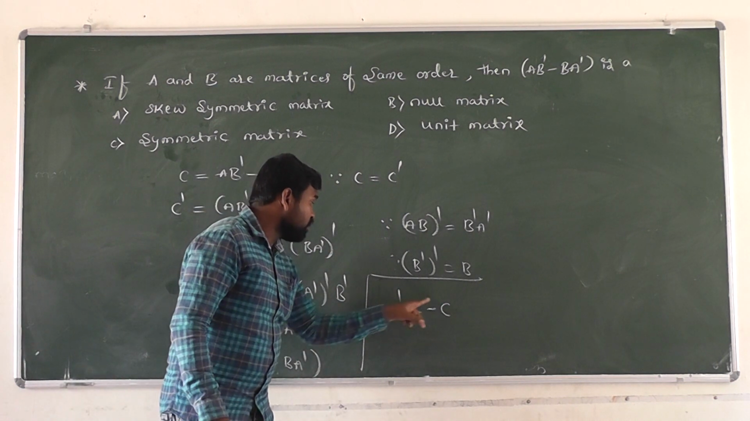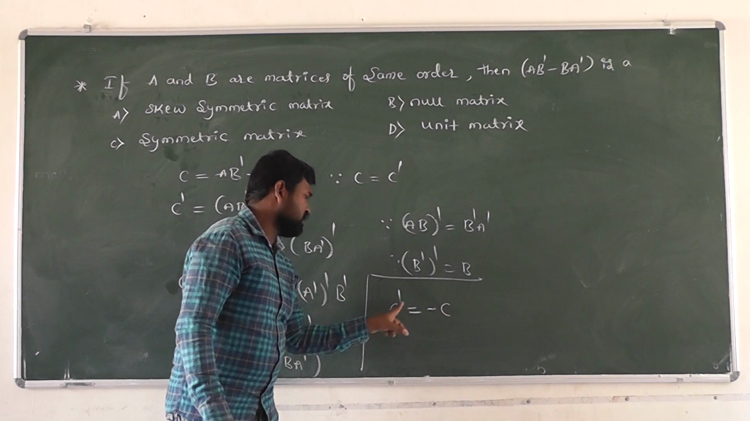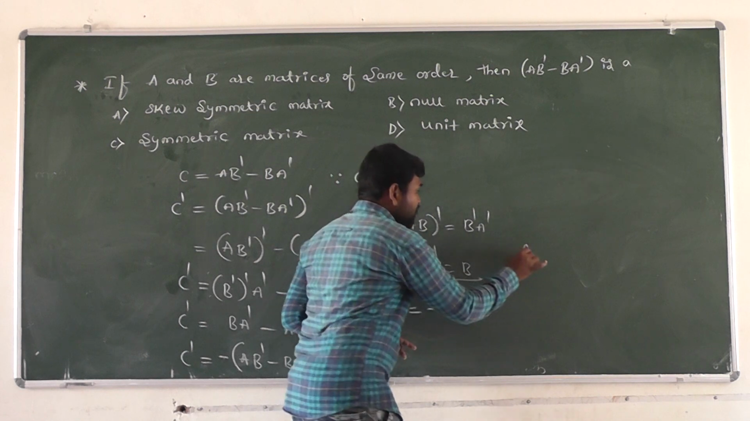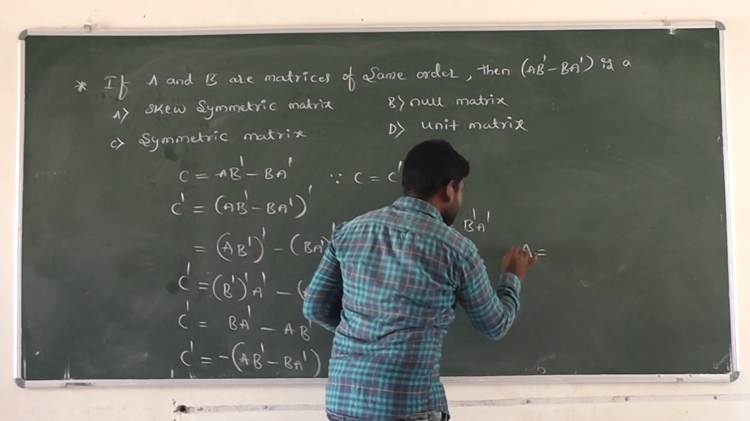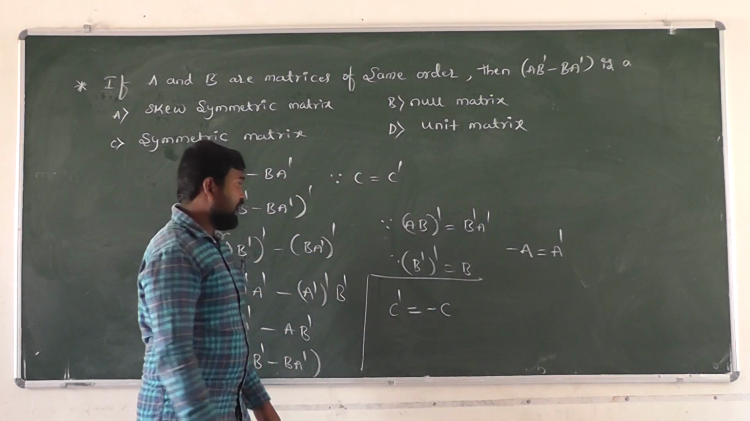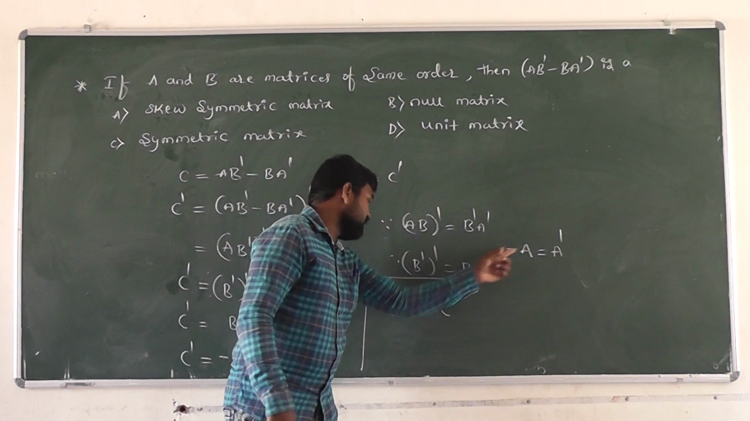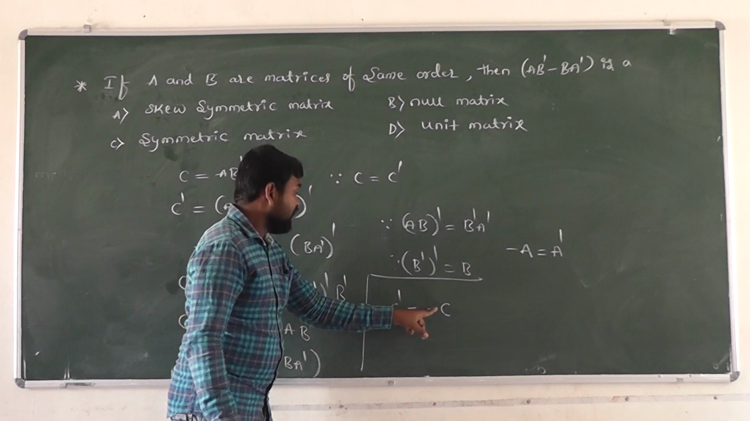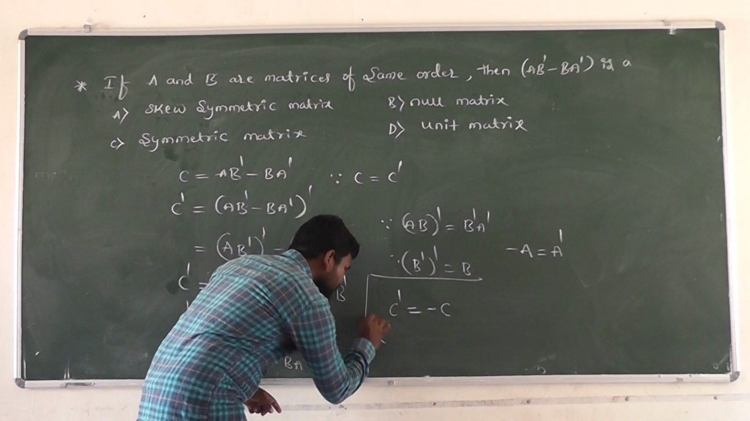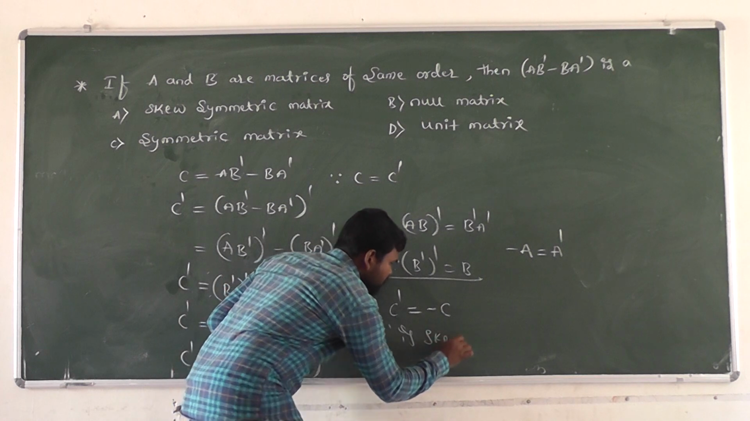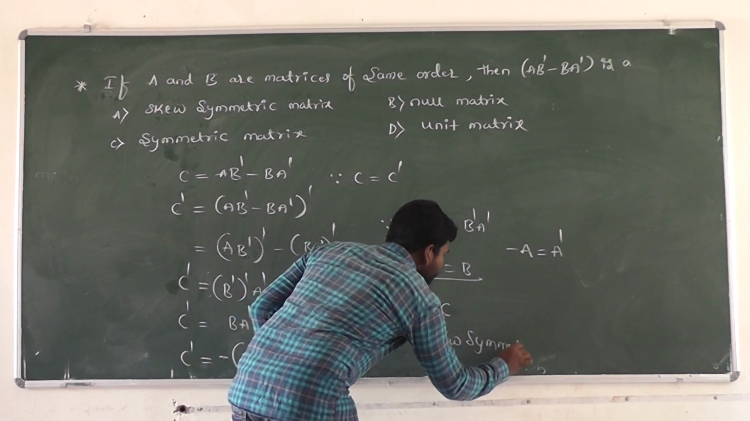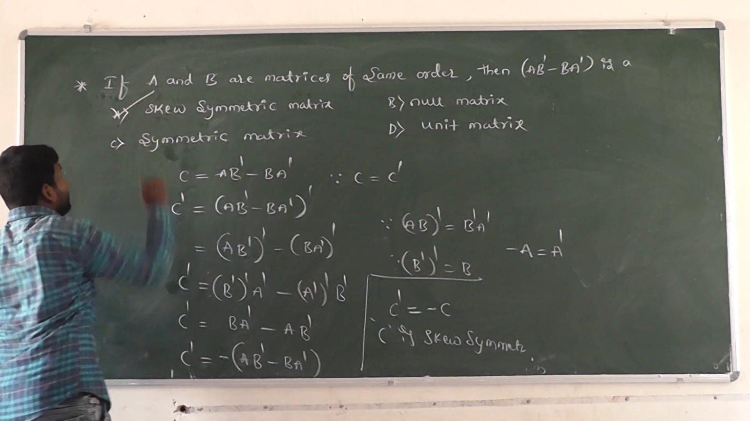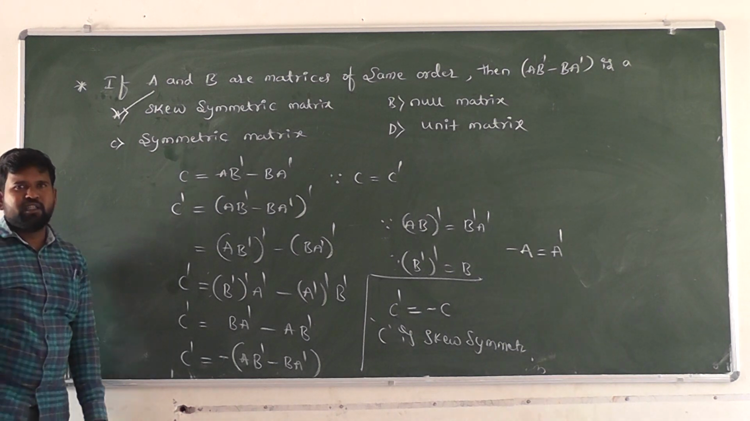Here C is which one? What is the condition? Suppose A is skew symmetric, the condition is minus A equal to A transpose. We compare with this: in place of the A matrix we consider the C matrix. C transpose is equal to minus C, right? Then C is skew symmetric. So A B transpose minus B A transpose is a skew symmetric matrix, right?